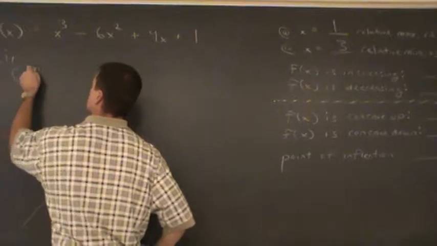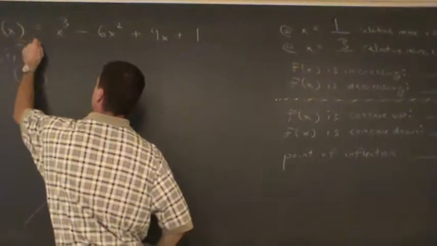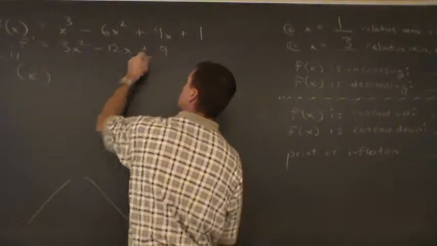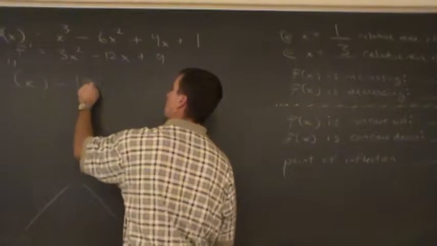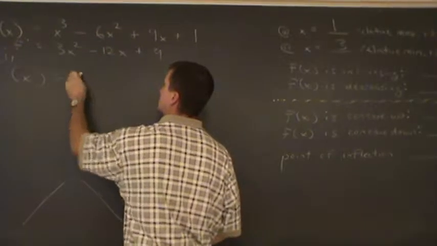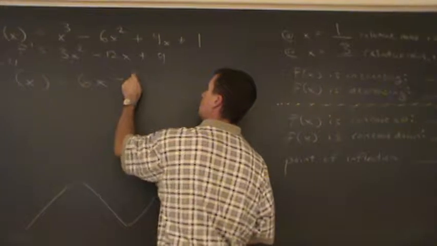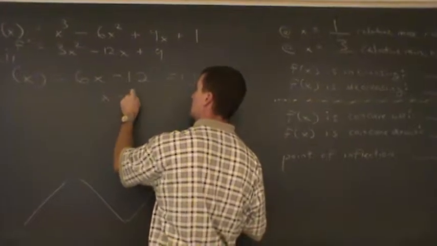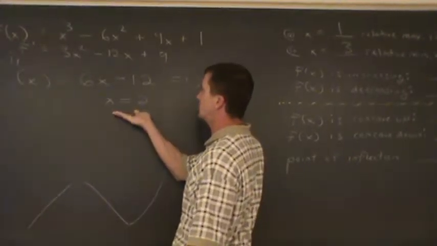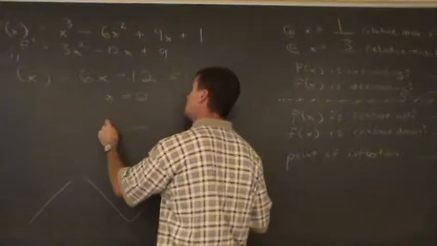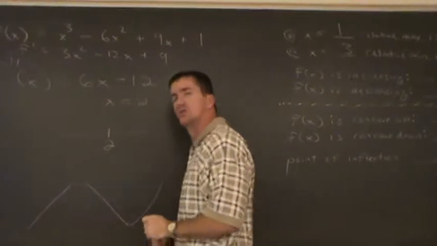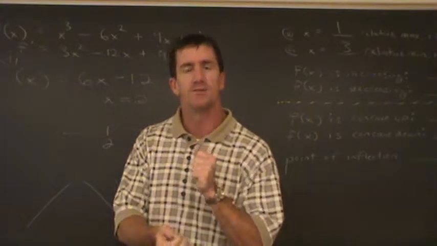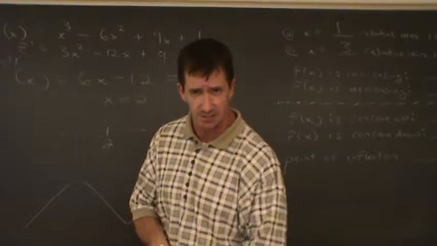Well, everyone, the first derivative, as you recall, was 3x squared minus 12x plus 9. So the second derivative is 6x minus 12. I'll set this equal to 0. Simply, I get x equal to 2. I am not sure if x equal to 2 is a point of inflection. I have to make sure that the function is changing concavity at x equal to 2.